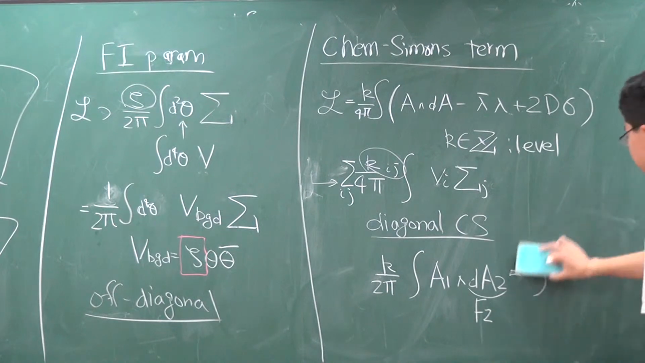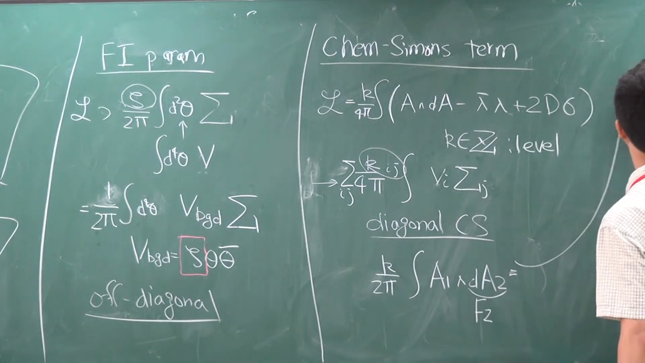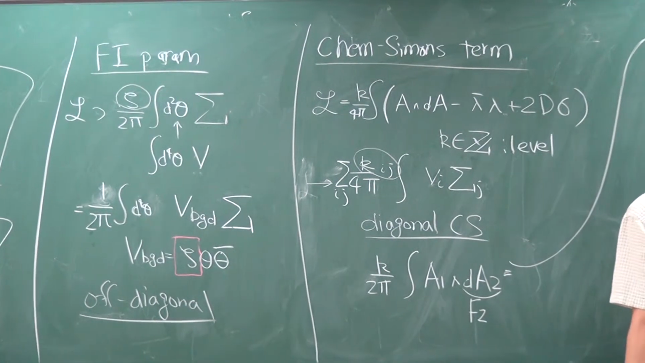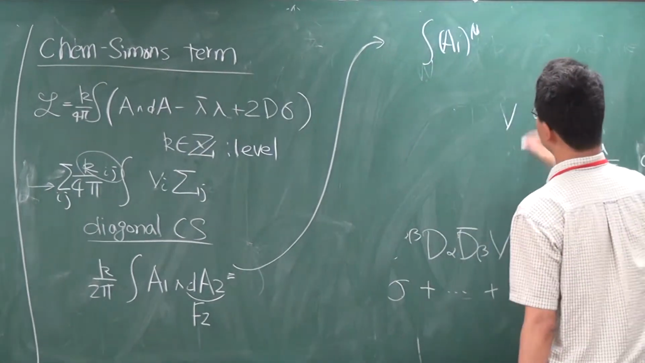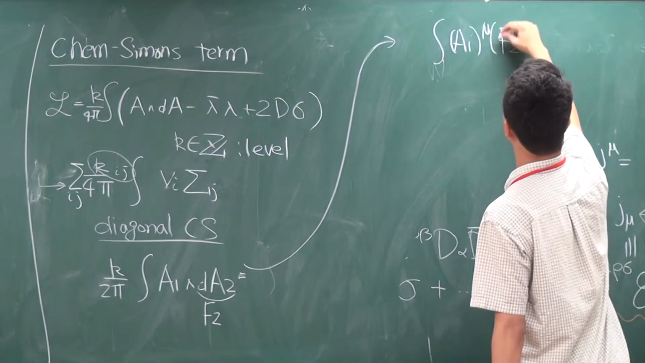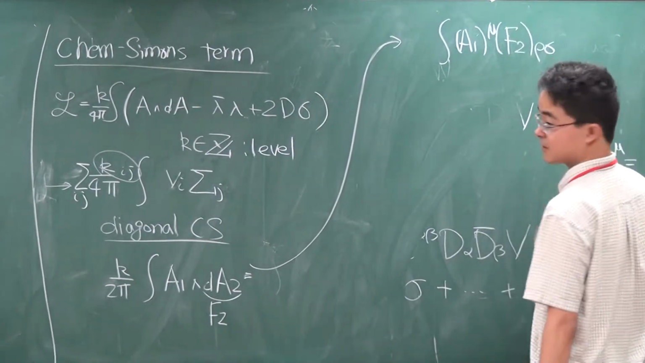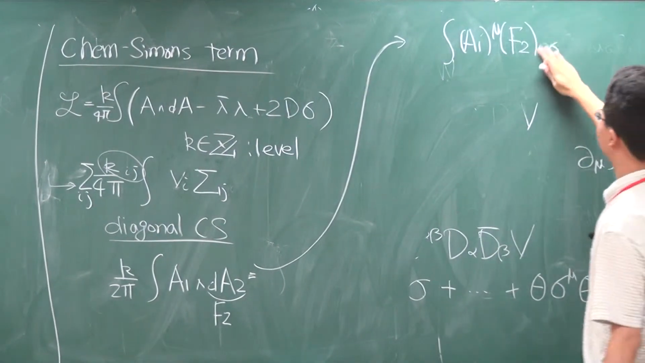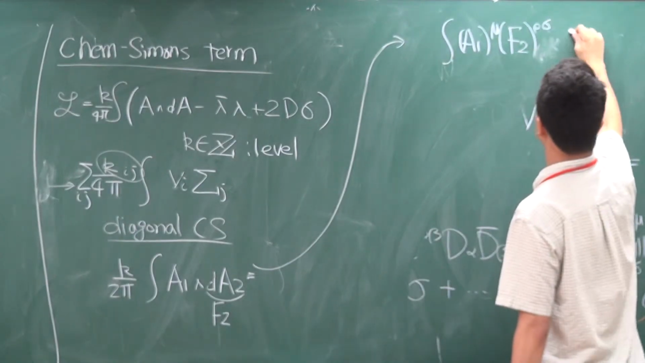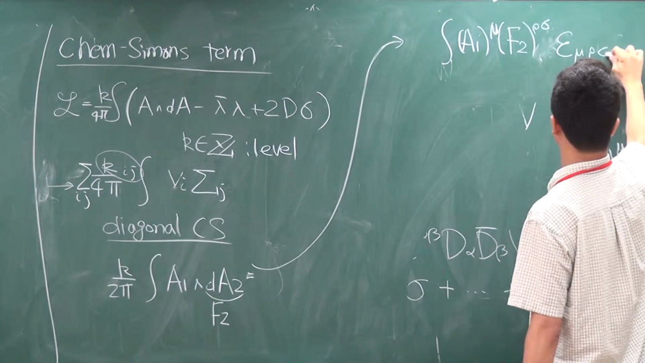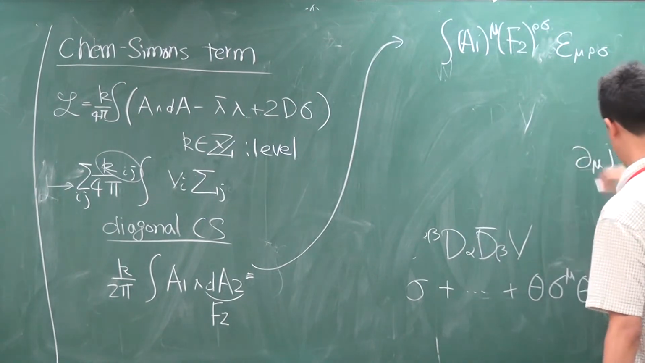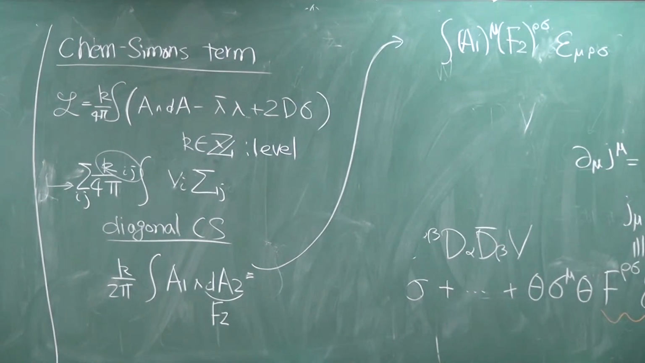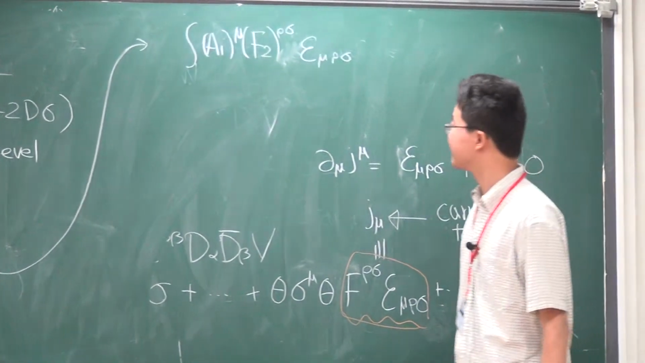Now, so what is quantity? So maybe I should go here. And the quantity here is A1 of mu and F2 rho sigma, and then there is a mu rho sigma. So that's what happens in differential form. But then it happens that there is this definition here. So there was this definition J mu.